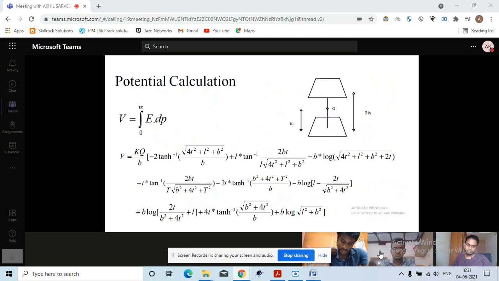For the potential calculation, we are using the basic expression V equals integral 0 to Ts of E dp. Ts is half the distance between the two trapezium plates, and the point charge is at the exact middle point of the two plates. By integrating it, we are getting the mentioned expression. Next page.